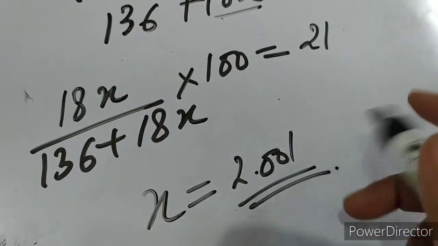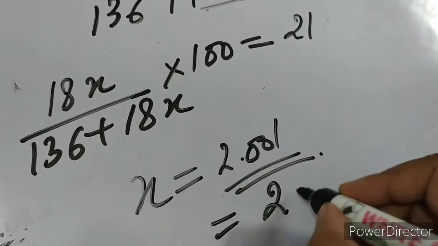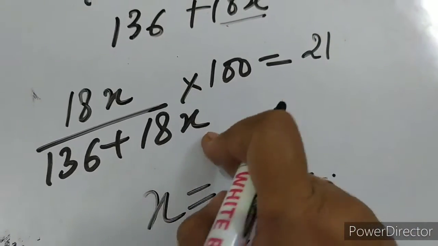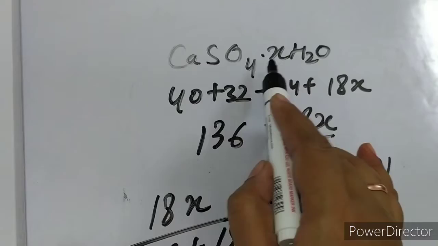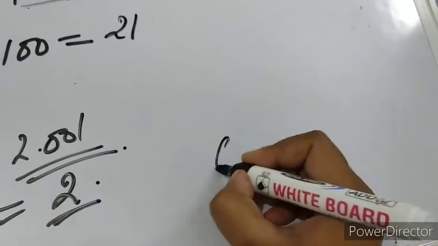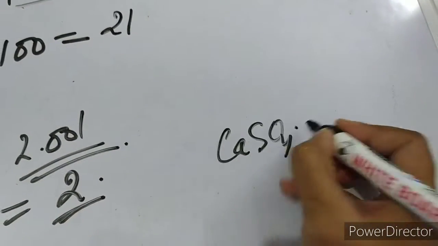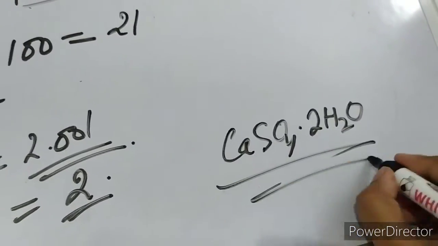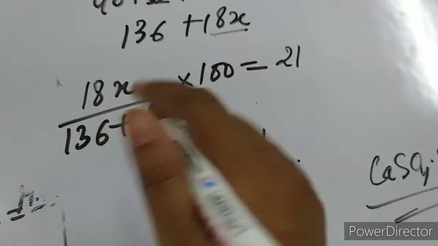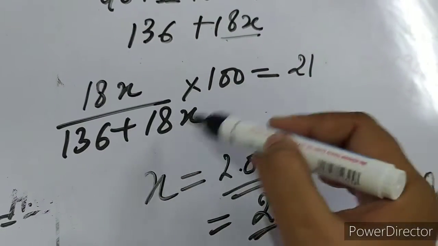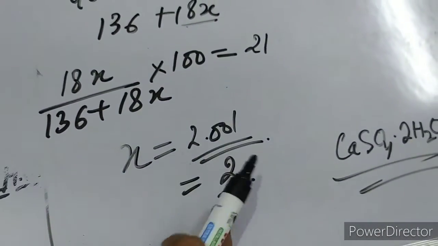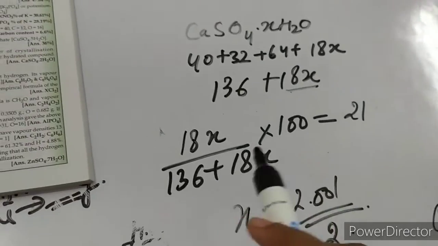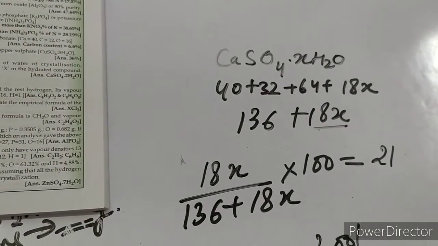or something like this. So just take it as a whole number because x can never be in fraction. So you will get the answer as CaSO4.2H2O. This is the answer because we don't take x value in fraction, and just round it and you will get this answer. By solving it mathematically, just cross multiply it and make an equation and solve it and you will get this answer. So try all these questions in your assignment copy.